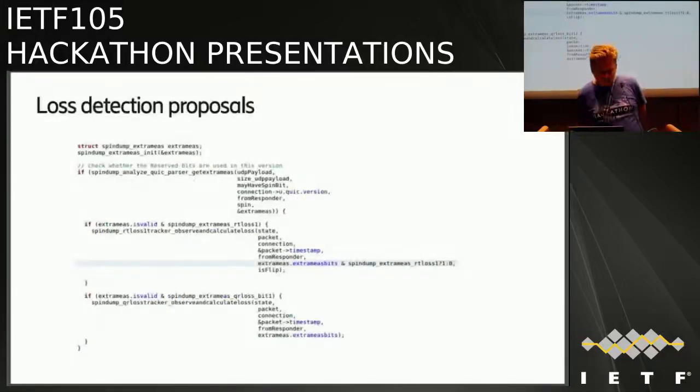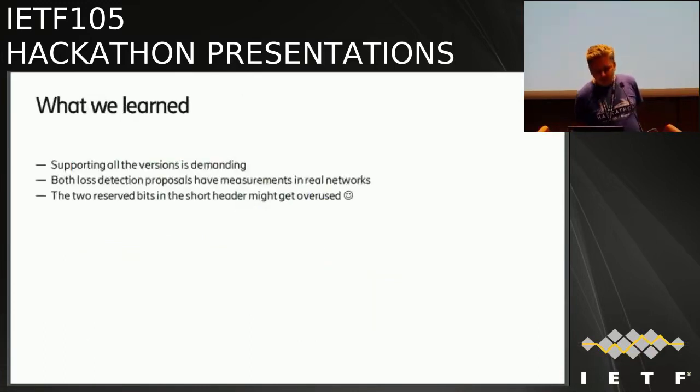And yeah, left and right. So some of the loss detection proposals that got implemented was one that is based on these Q&R bits that will be presented at MapRG. So we have that implemented, and we also have this round-trip loss measurements as well. So we have a bunch of proposals in there. What did we learn was that supporting all quick versions is quite demanding. It's quite demanding, especially when we have a protocol that's evolving and we have a lot of experimental proposals, to have a nice structure of handling all of these different cases.